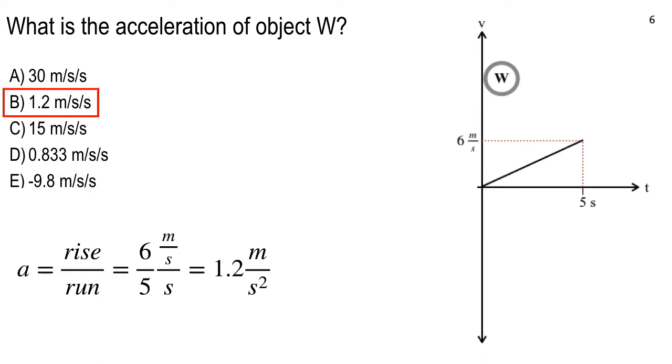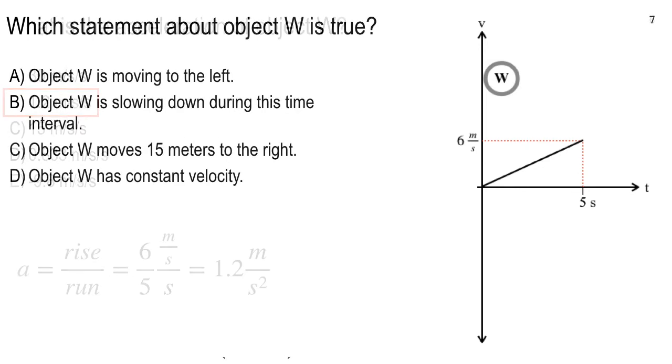15 meters per second is half of that. 0.833 meters per second is 5 over 6. So that's the flip-flop of what you want. Negative 9.8 meters per second, you know what that is? It's free fall. So that's not what we got here. We're going to talk about free fall today, but that's not free fall.